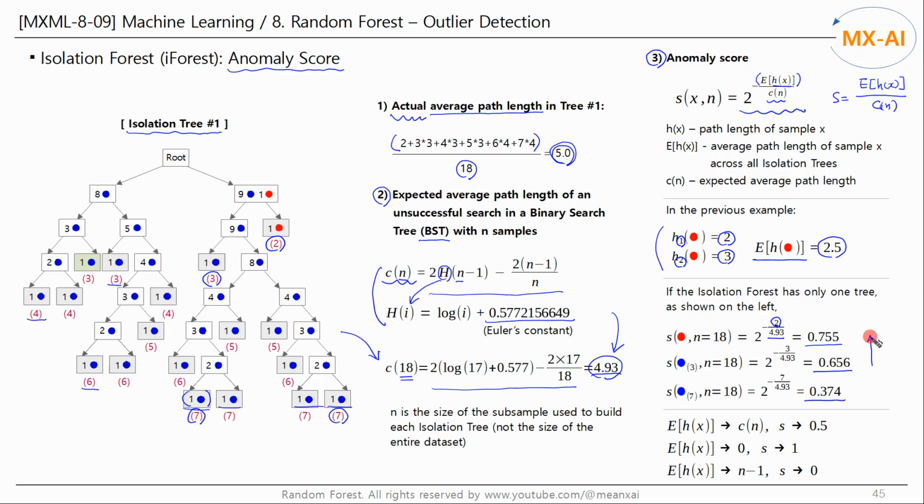The closer the anomaly score is to 1, the more likely the sample is to be an outlier. On the other hand, the closer the score is to 0, the more likely the sample is to be normal. In this example, the red sample has the highest anomaly score, so it is the most likely outlier. Using this score, we can easily identify outliers in the dataset.